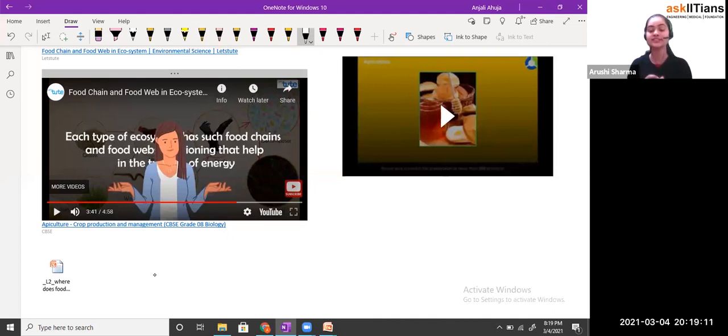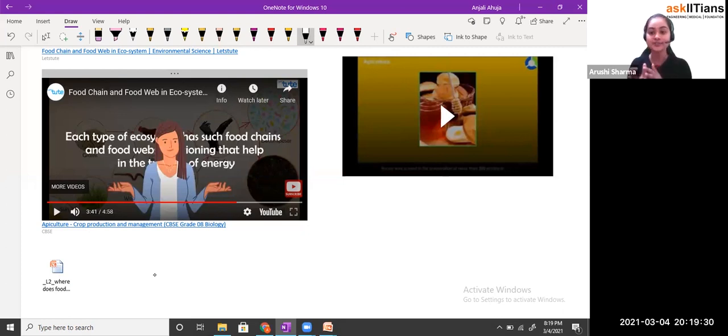Those apex consumers are decomposed by the decomposers. That means those decomposers decompose the dead part of that organism and convert that organic matter into a simpler form. And that simpler form mixes into the soil, and that soil is used by the plants to grow. Exactly. So that's how the whole process goes on.